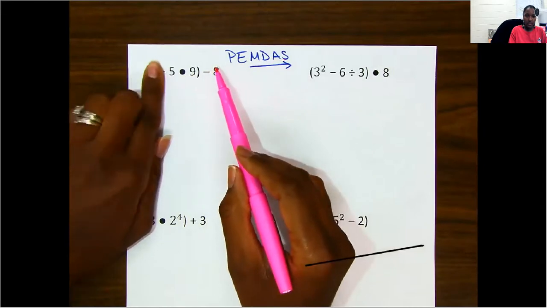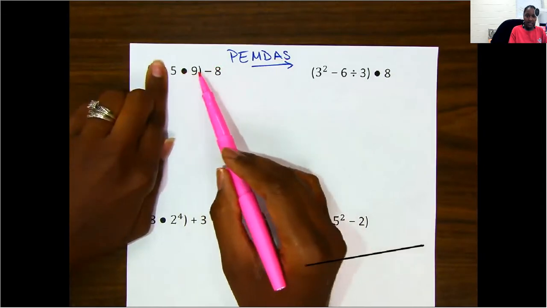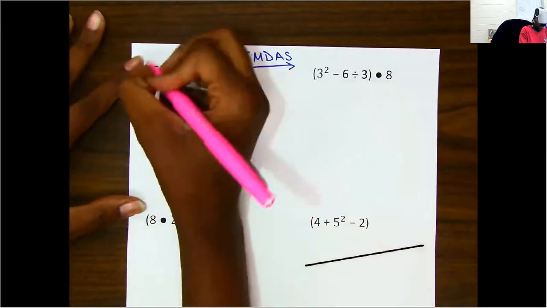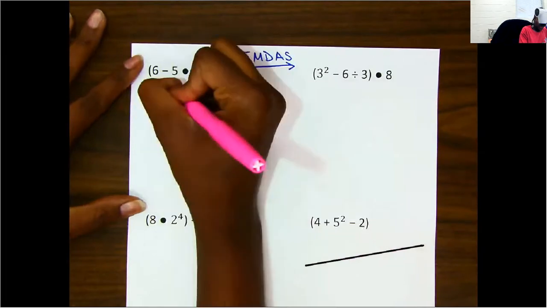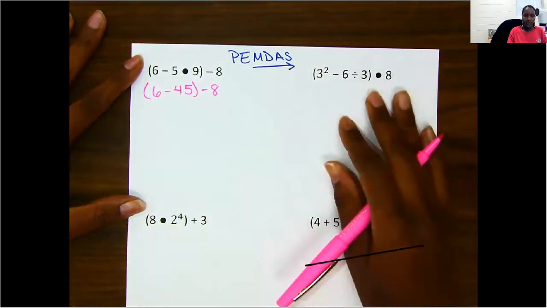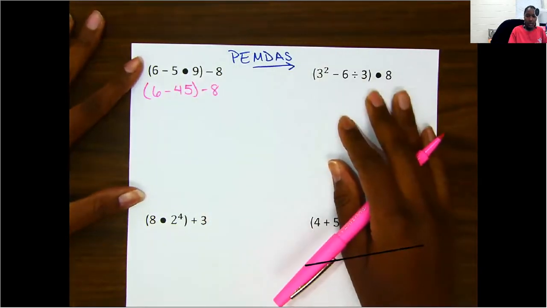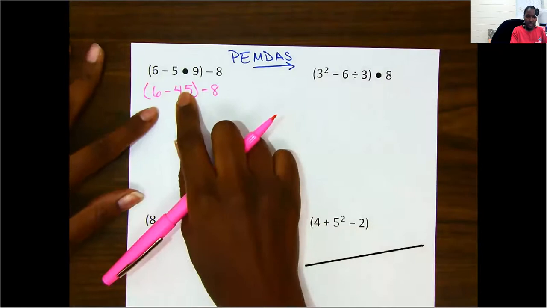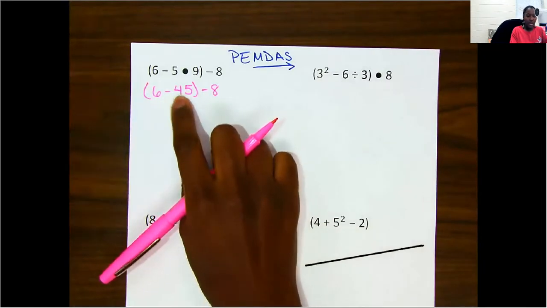So I'm going to cover up this. So I have 5 times 9, which is what? 5 times 9 is 45. So I'm going to rewrite. Get in the habit of rewriting as you solve each section of your PEMDAS, okay? All right, I still have parentheses. Now I have 6 minus 45.